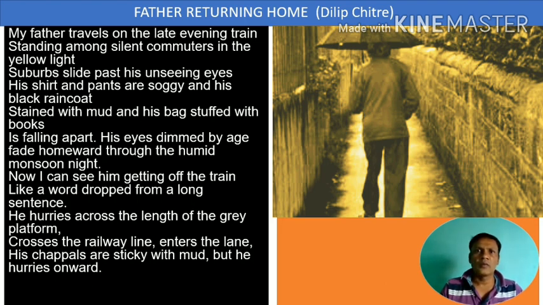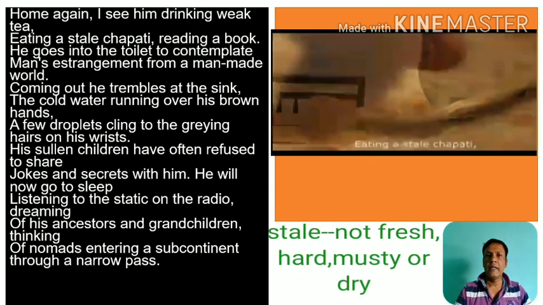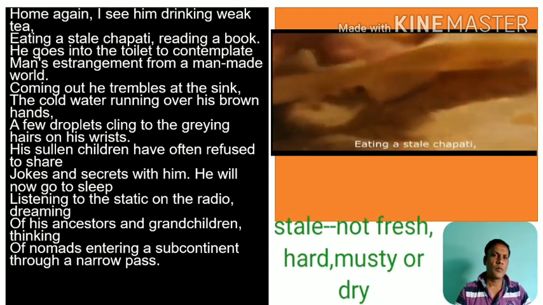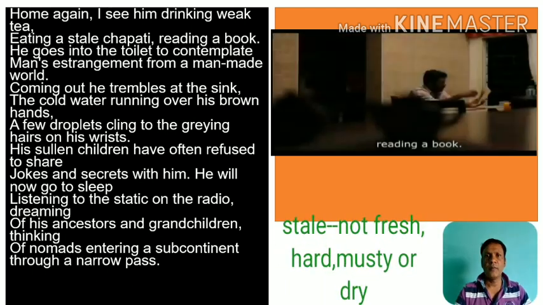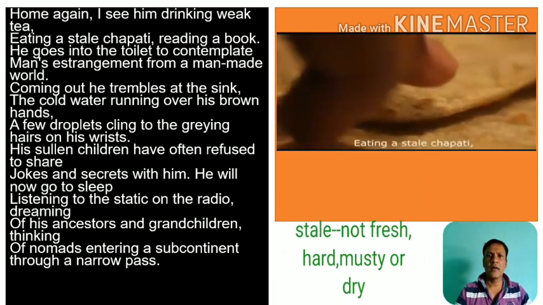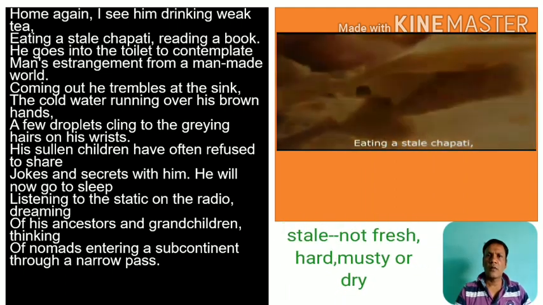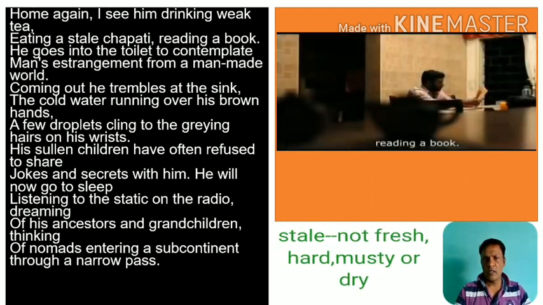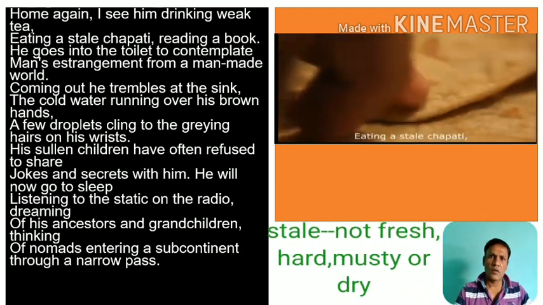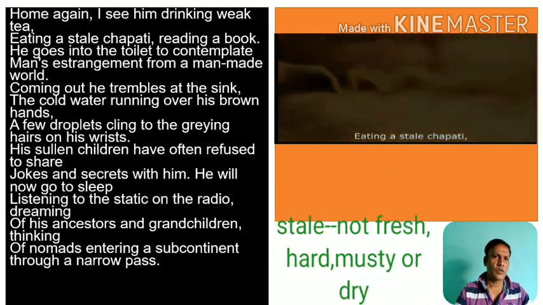Home again, I see him drinking weak tea, eating a stale chapati, reading a book. The second stanza of the poem, Father Returning Home, begins here. In this stanza, the poet depicts the isolation of his father in his own home. He gets the feeling of isolation in his own home. He does not have the sense of familiarity in his own home.